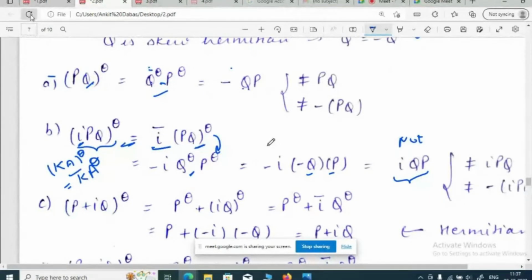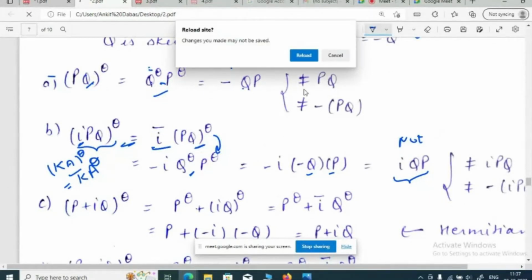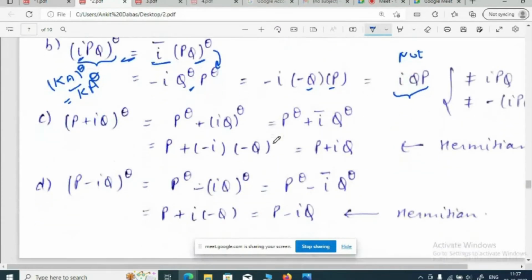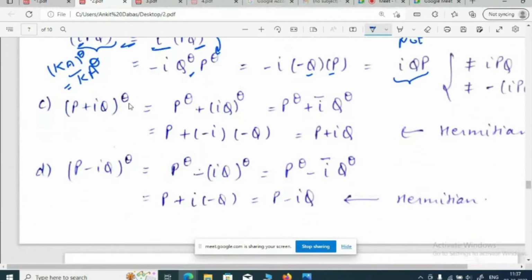For the next case, P plus iota Q conjugate. So this splits up for both terms. We had seen that A plus B conjugate is equal to A conjugate plus B conjugate. So we can split this conjugate. Again, this iota is a scalar, so take it out with its conjugate, and Q has its conjugate. Because P is Hermitian, P conjugate is equal to P. Iota conjugate is equal to minus iota. Q is Q Hermitian, so this turns out to be minus Q.